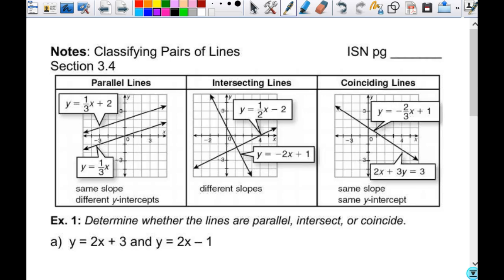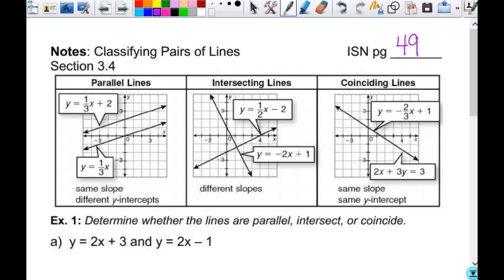This is going on page 49 when we're done. This is going to look very similar to what we did the other day, but it is not exactly the same, because day before yesterday we looked at parallel, perpendicular, or neither. Today we're going to look at parallel, intersecting, or coinciding lines.